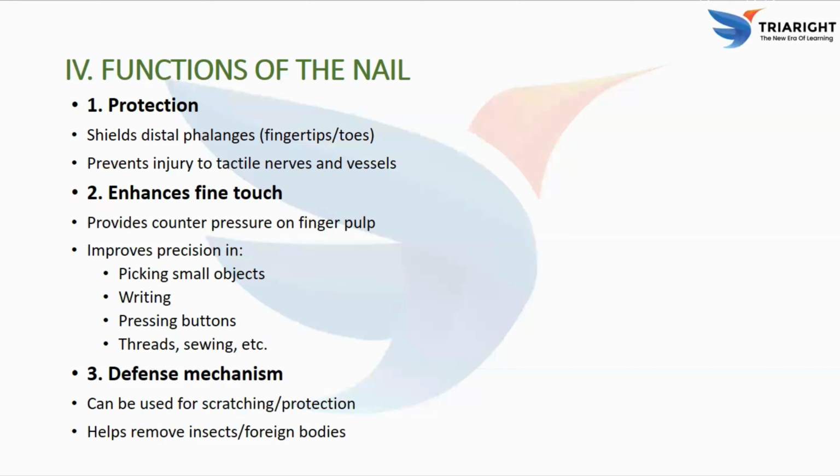So what is the next function? Defense mechanism. Nails can also act as a tool for protection. They are useful for scratching when there is irritation. When we feel itching, we use our nails for scratching, right? They also help to remove insects, dirt, splinters, and foreign bodies from the skin. So nails can act as a natural defensive tool. So the main functions so far are protection, enhancing fine touch, and defense mechanism.